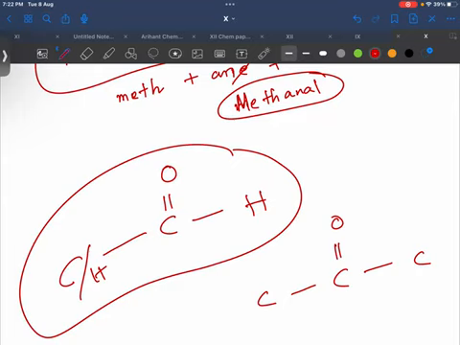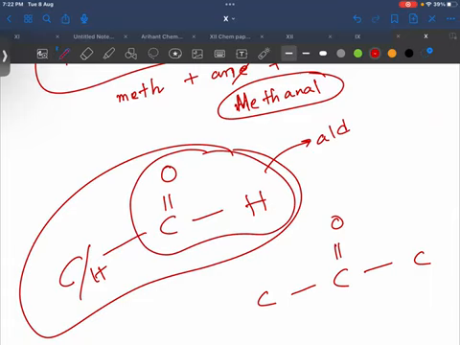I will show you some examples. First, you write down these are aldehydes. In aldehydes, one carbon should be attached to a hydrogen. In ketones, both should be connected to a carbon. So this is an example of a ketone.